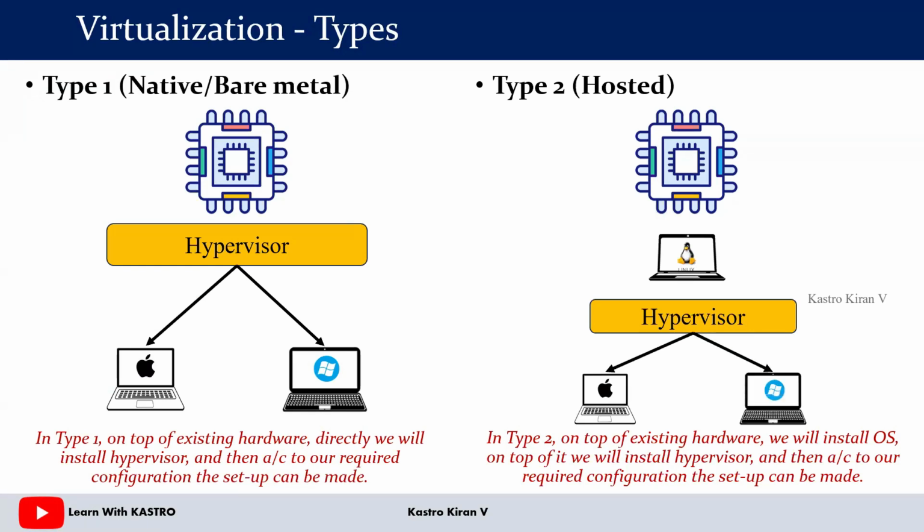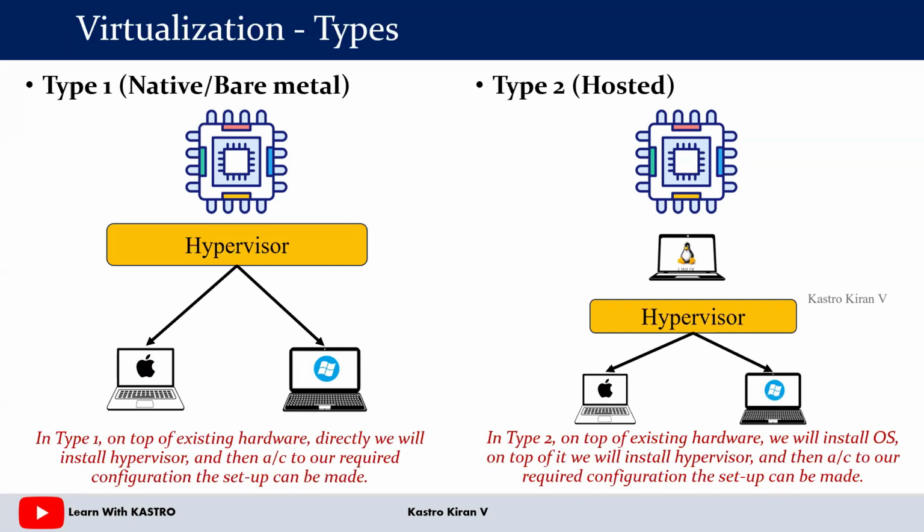This is called a type 2 hypervisor. The simple difference between type 1 and type 2 virtualization is that in type 1, on top of existing hardware components, I will directly install the hypervisor software. And then according to my requirement, I am going to configure the different operating systems on top of the hypervisor. That's called a type 1.